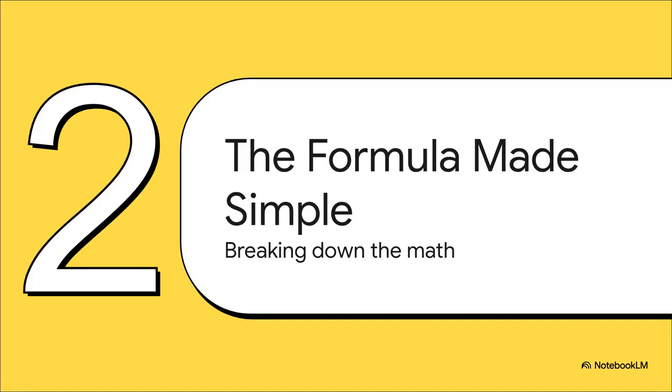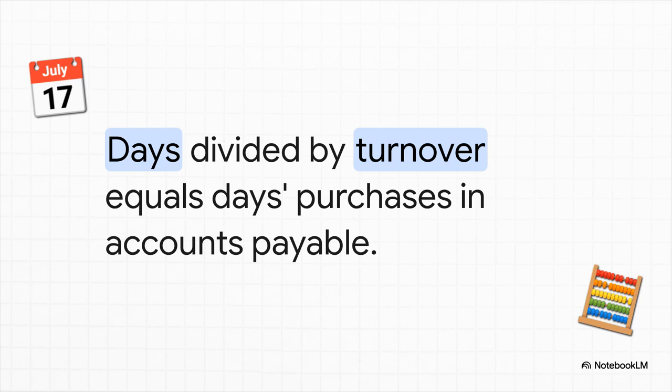Moving right along to Section 2, the formula made simple. The math here is actually surprisingly straightforward. You literally just take the number of days in the period, which is usually 365 for a full year, and divide it by the accounts payable turnover. And remember, that turnover is just how many times a year the company pays off its average payable balance. So by dividing the days in the year by that turnover rate, you get the actual tangible number of days an invoice is just sitting around unpaid.